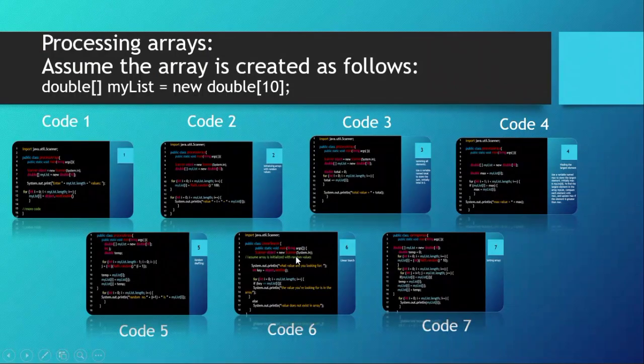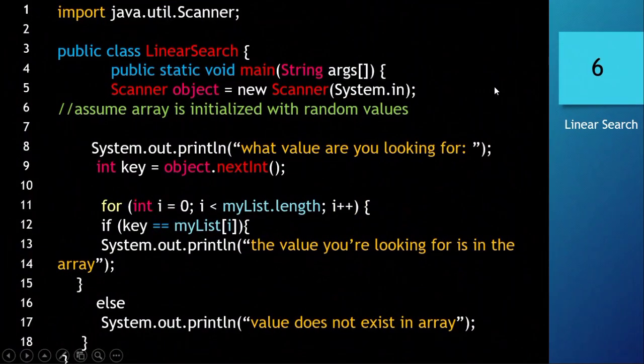Alright, so let's go to our sixth code. And this one is basically a linear search, how to search for anything in a linear pattern. So you have your array and you're trying to search for a specific value in that array. So we say import java.util.Scanner, and then we have all these things here. And then we say System.out.println, what value are you looking for? And then we declare this key as an integer, and this is what we're going to use to actually look for our object. So it equals object.nextInt, and then we say for int i is equal to 0, i is less than myList.length, and i plus plus.